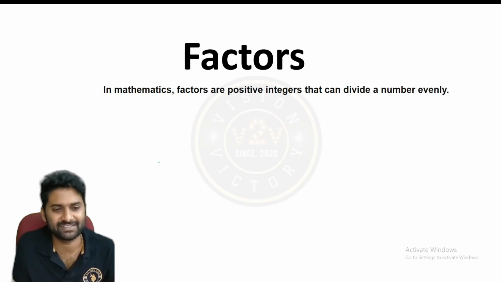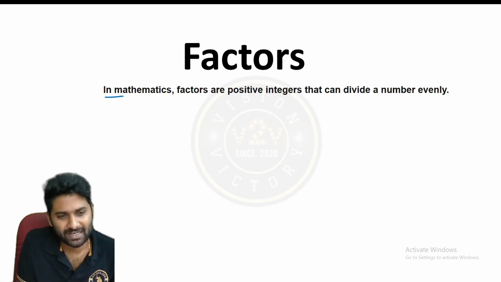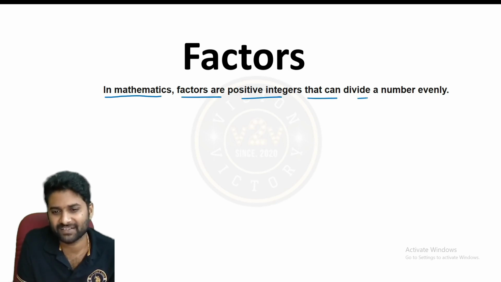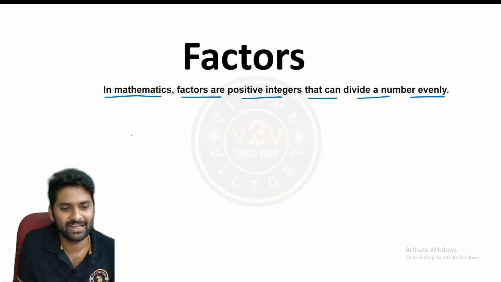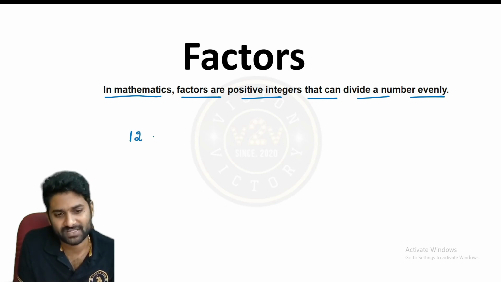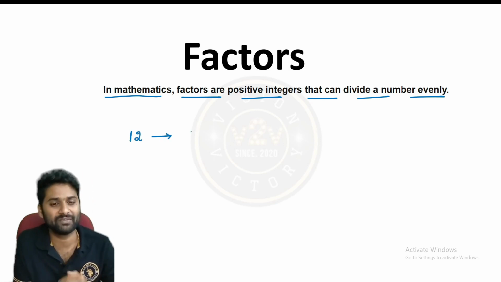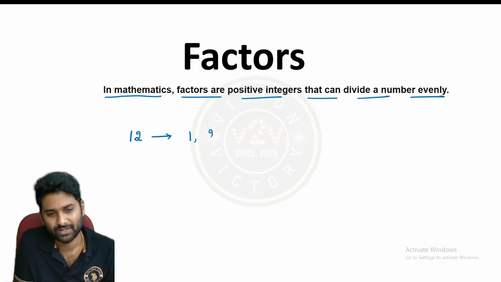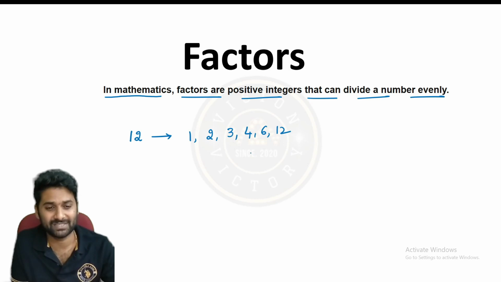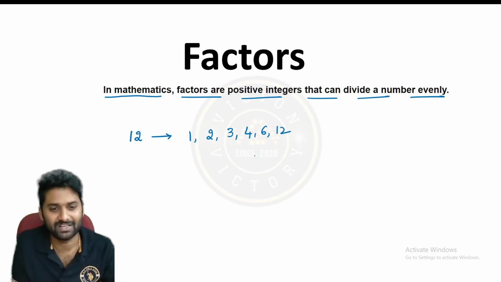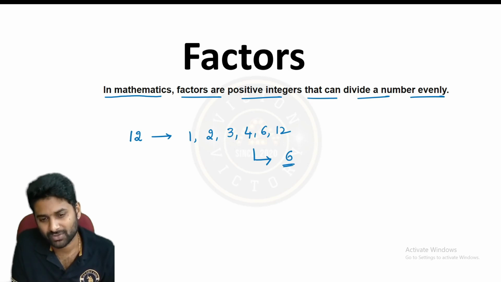Guess what is factors? In terms of mathematics, factors are positive integers that can divide a number evenly. Let's take one example to understand the definition. So 12 is divisible by which number? 1, 2, 3, 4, 6 and 12. All these 6 numbers exactly divide 12. That's why number of factors for 12 is exactly equal to 6.